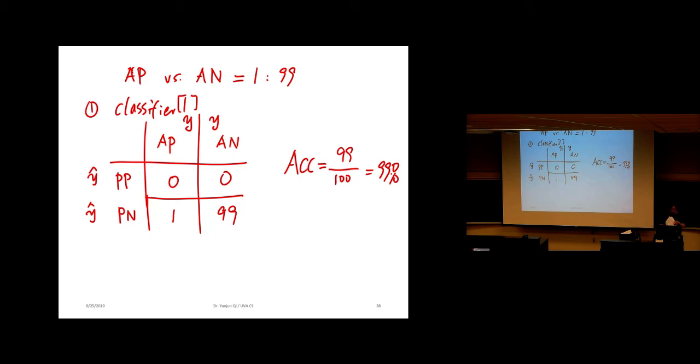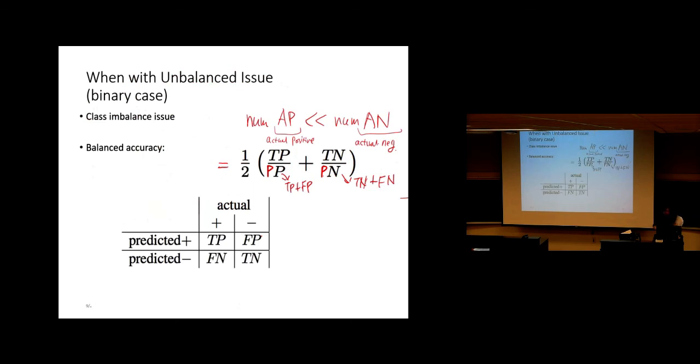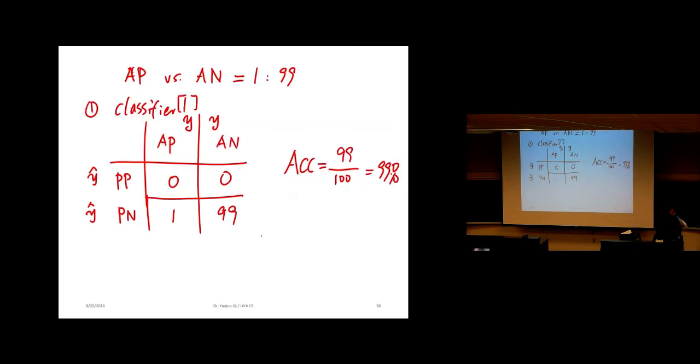Now let's introduce a good metric called balanced accuracy, which is one half of true positive over predicted positive plus true negative over predicted negative. This means I'm separating the two classes to see their accuracies, and then taking the mean. You can also do a multi-class version of this balanced accuracy. What is balanced accuracy in this case?